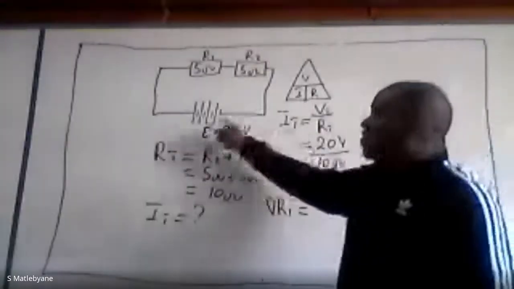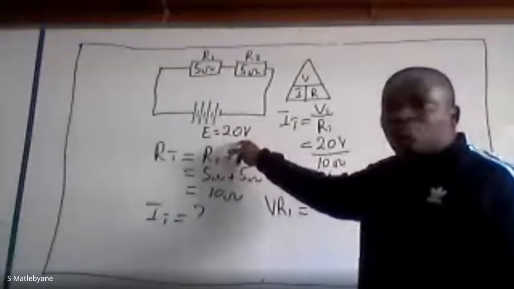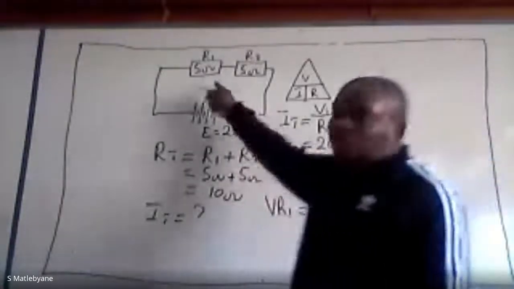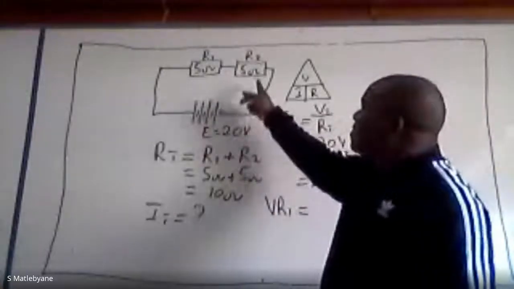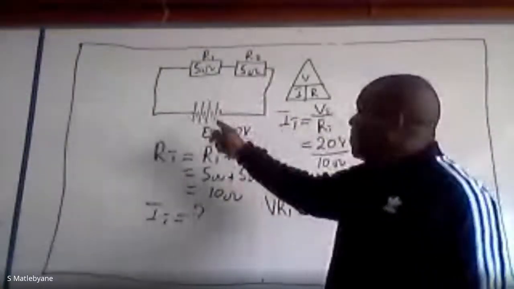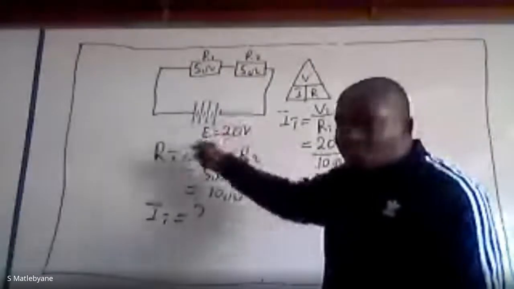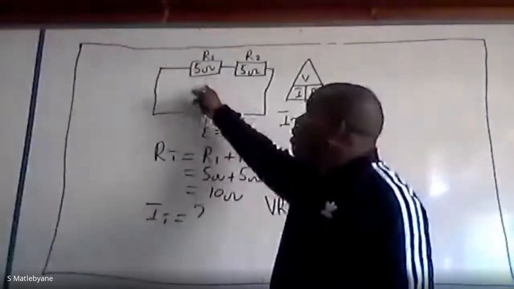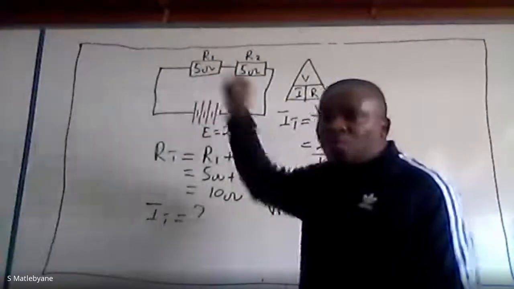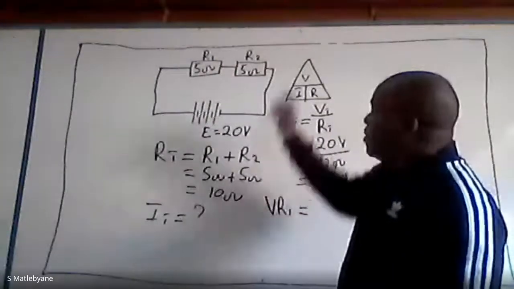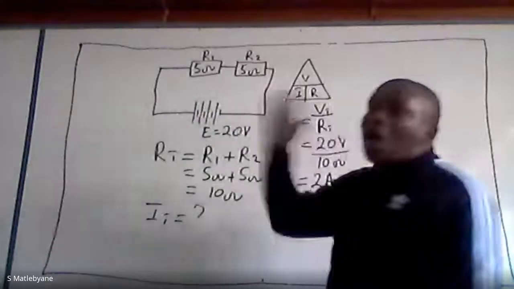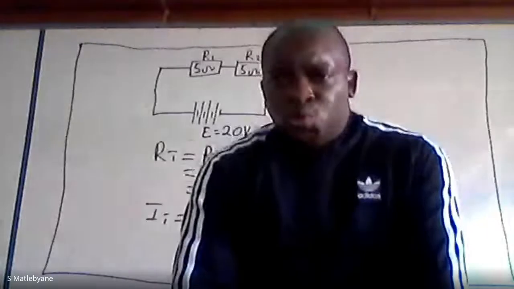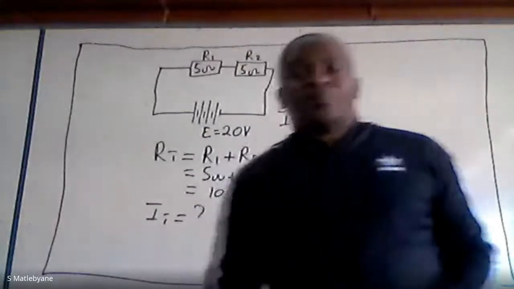We know that the total voltage of the circuit is 20 volts. Now, we have two resistors. So it means these two resistors use up the entire 20 volts of the circuit. But we want to know how many volts resistor 1 uses in this circuit. And then we're going to come to resistor 2. How many volts does resistor 2 use in this particular circuit?